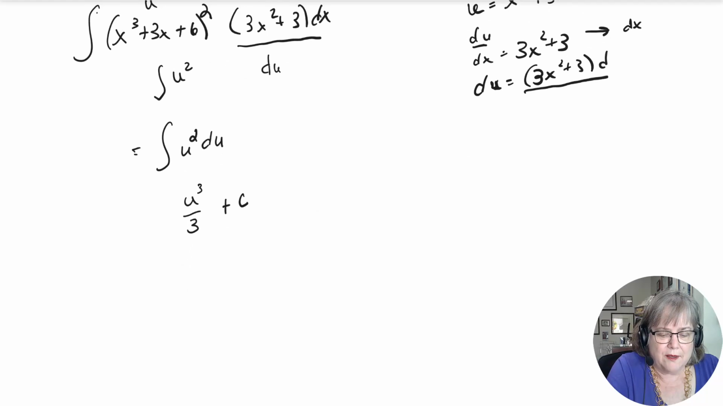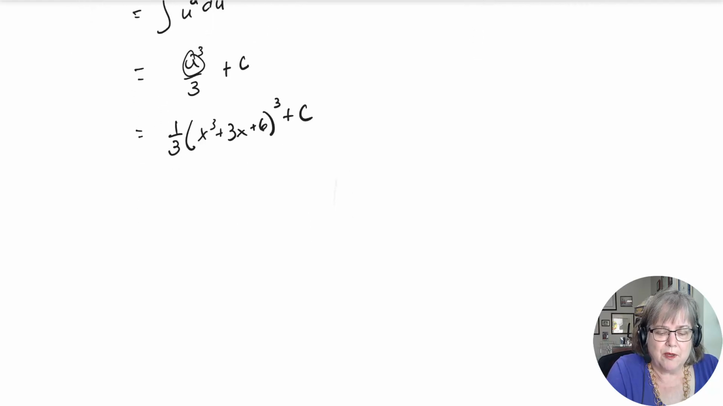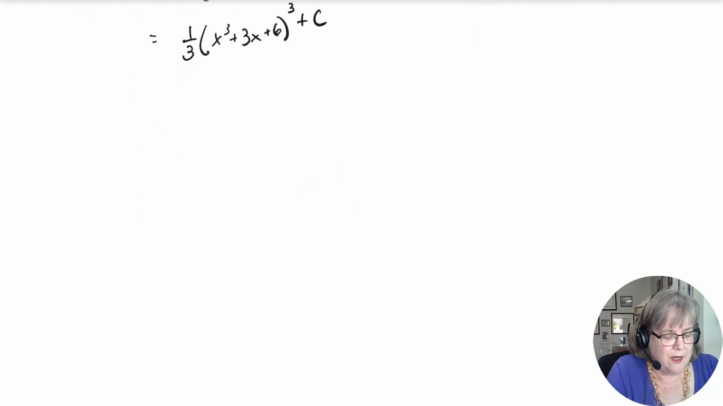Now, they didn't ask us about u, they asked us about x's, so we change it back, and we would have this 1/3, and u is actually x cubed plus 3x plus 6. We're going to cube it plus c. So it sort of reminds me of an algebra class when you did the change of variable technique. You have to remember to change it back.